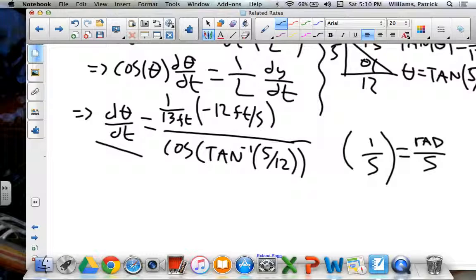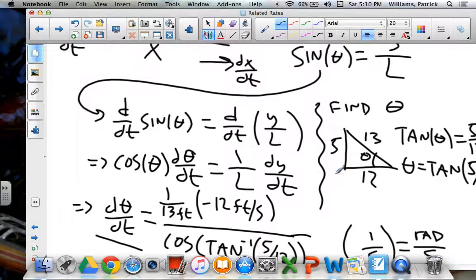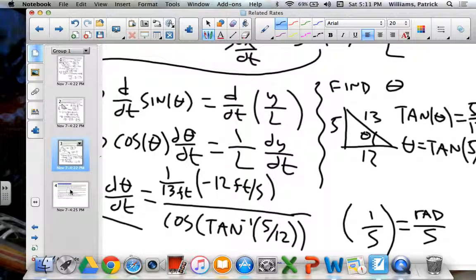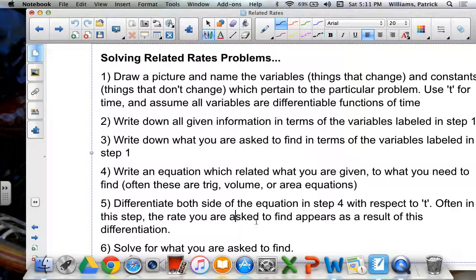And really, the trick to doing related rates problems, as I stated before, is just practice, practice, practice. So if you look in your books under the related rates chapter, go to the odd numbered problems in the back of that chapter, and I would highly suggest working on those. And since they're odd numbered, you have answers to them and you can check them.